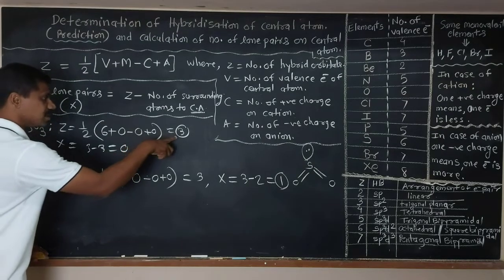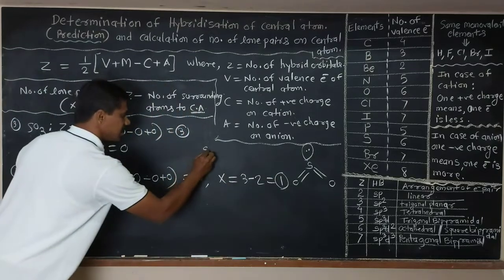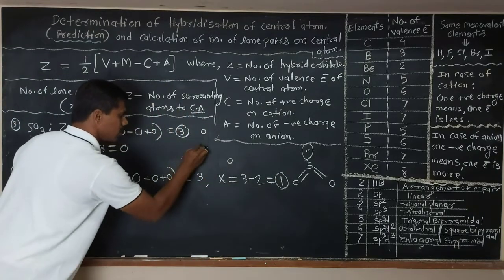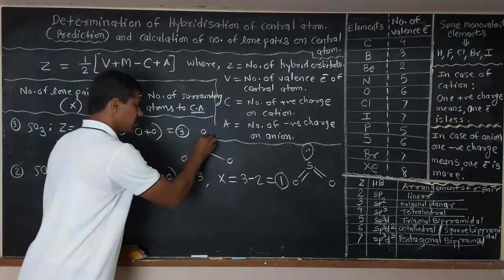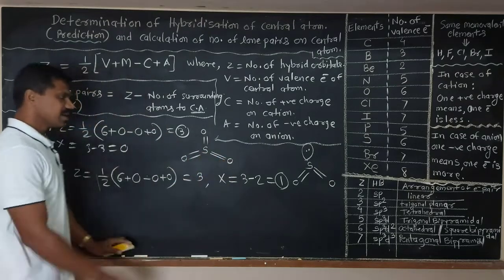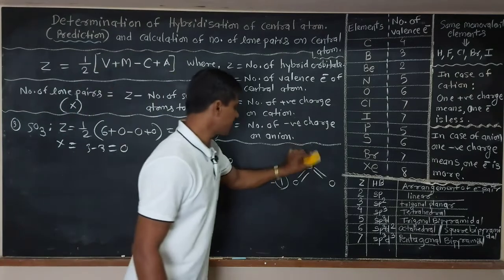Then the arrangement of these 3 electron pairs is in an sp2 manner, hence its shape is S with O, O, O single bonds. According to the Lewis dot structure, it is a double bond. It is sp2 with a 120 degree bond angle. Clear?